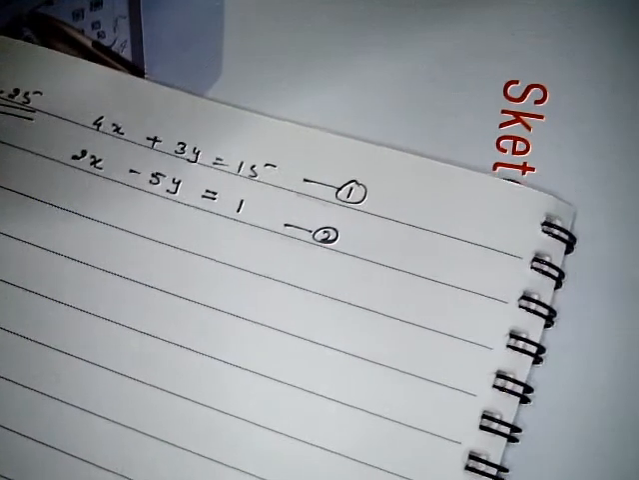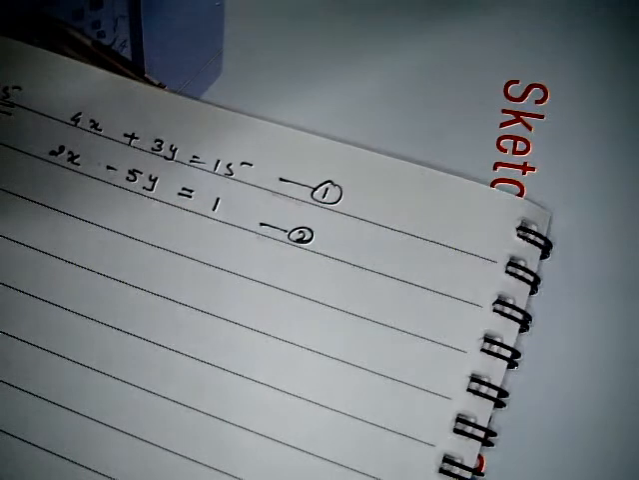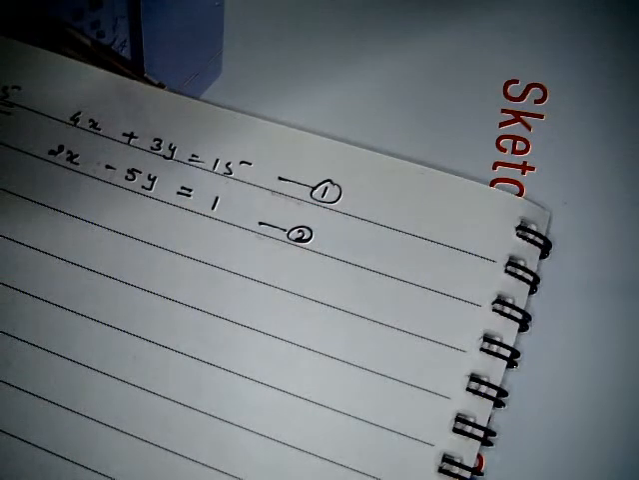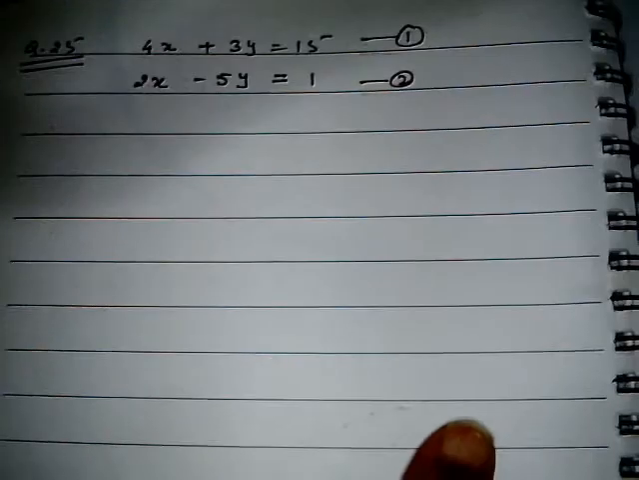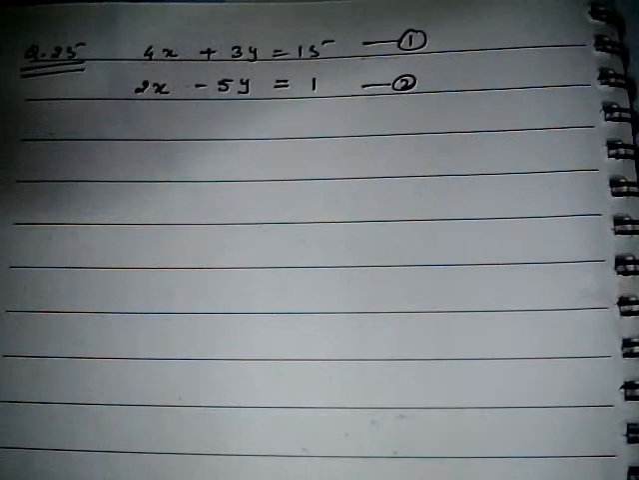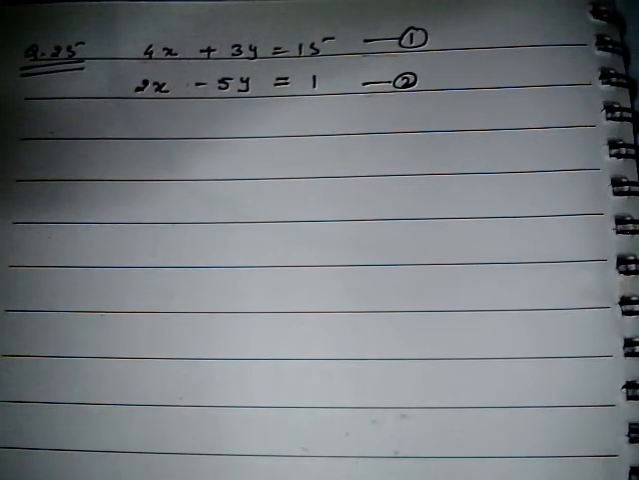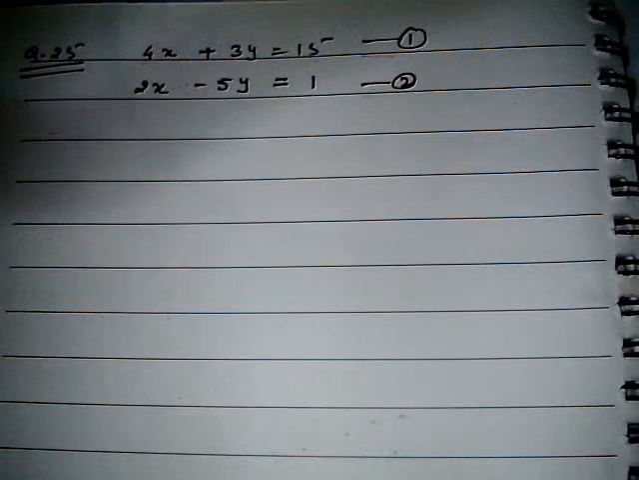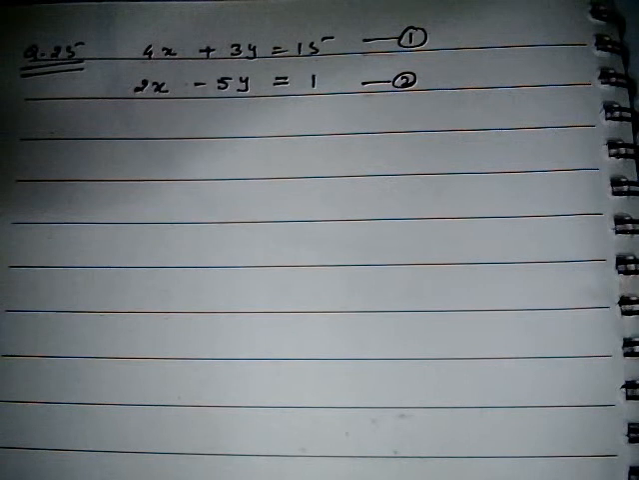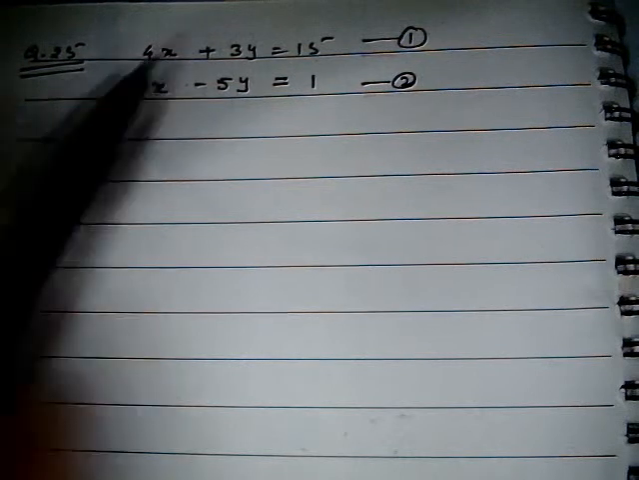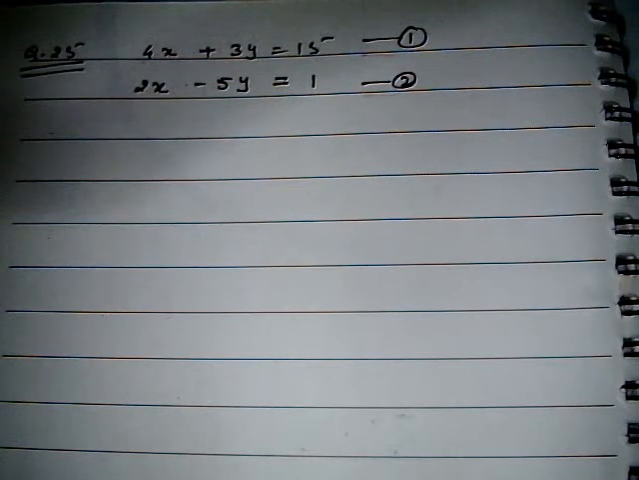Okay, now first you need to decide whether you want to eliminate x or eliminate y. It doesn't matter what you decide. The thing is, only the procedure should be correct and accuracy should be maintained throughout the question. Suppose I am going to eliminate y here, with the coefficient 5. In the same video I will be eliminating x also for you in the same question.